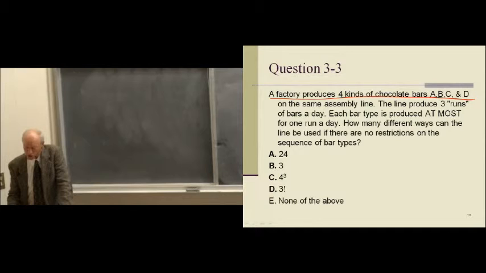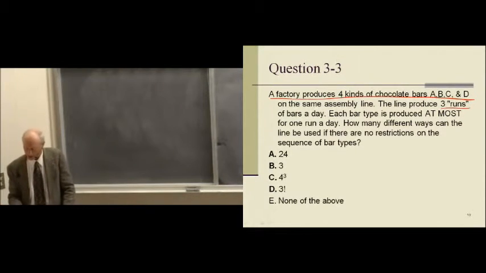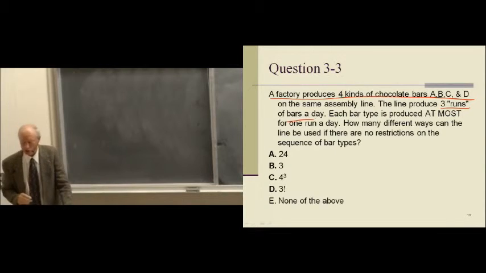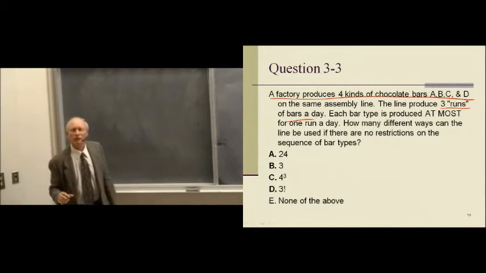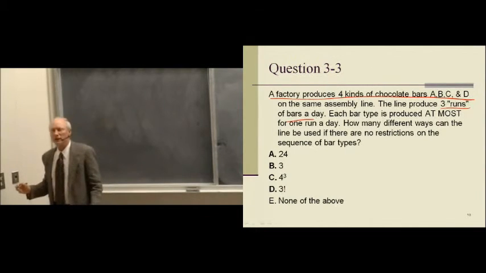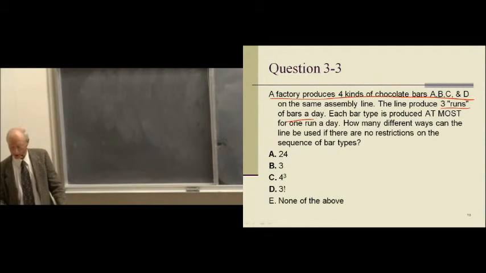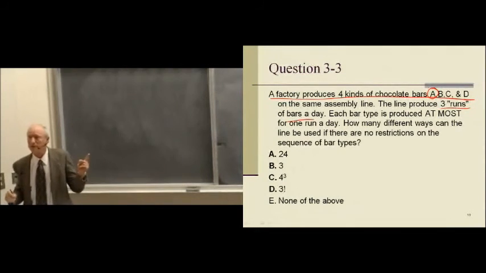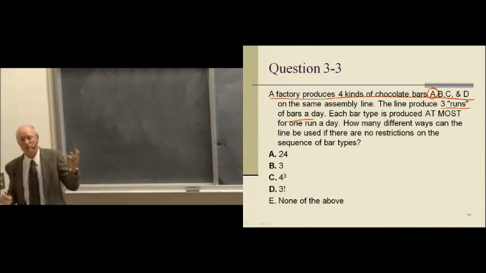The line runs 3 runs a day, and each bar type is produced at most for 1 run a day. Try and learn the lingo. At most means chocolate bar A could be produced once or no times in a day, but it can't be produced twice or 3 times.